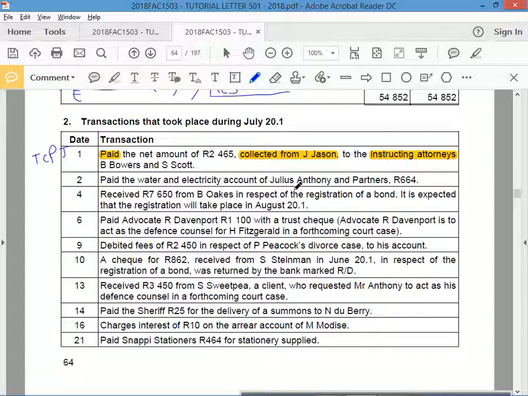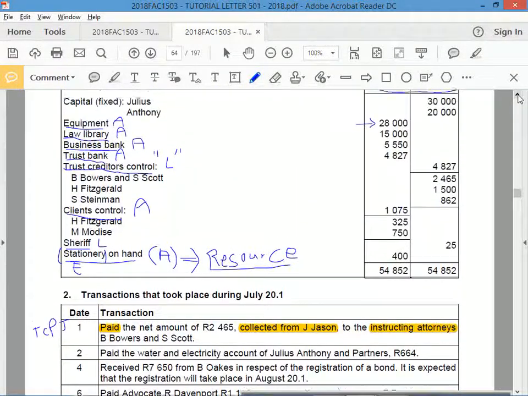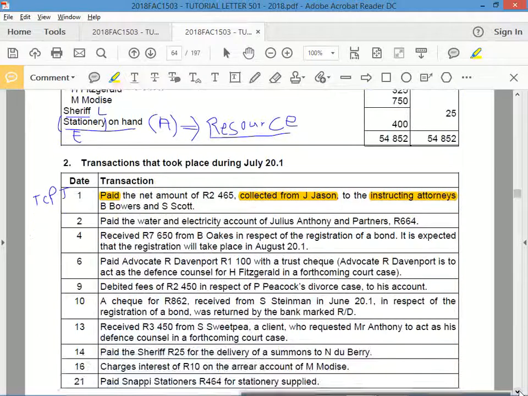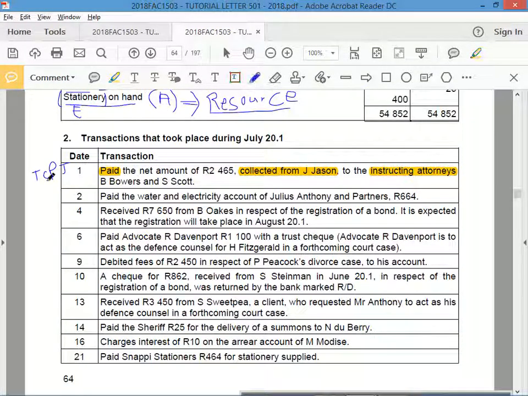Paid water and electricity account of JAP. Yes, okay, remember, I didn't refer to the name of the business. I should have. Okay, the name of the business, Julius, Anthony and Partners. Okay, there it is. Right, so that's the business. So that's an easy one to identify. Business, CPJ. Okay, so the hardest part is going to be doing that. The easy bit is actually recording it.